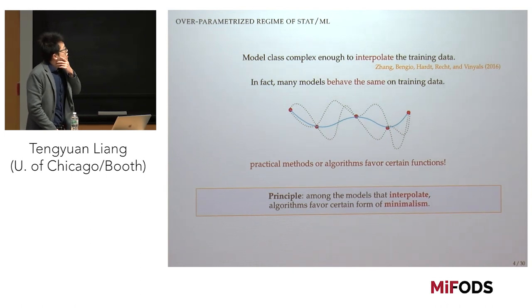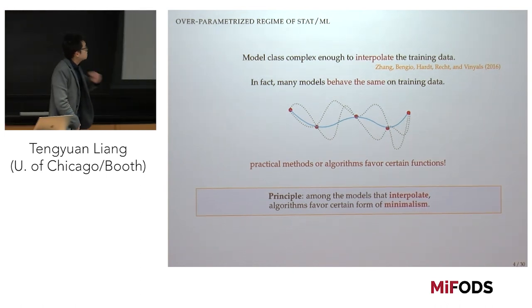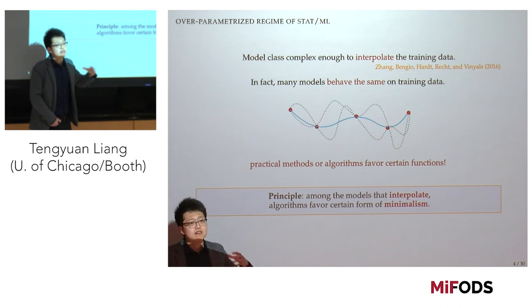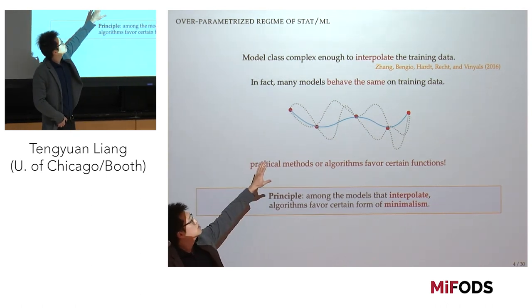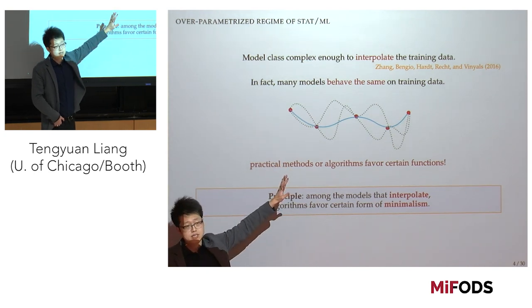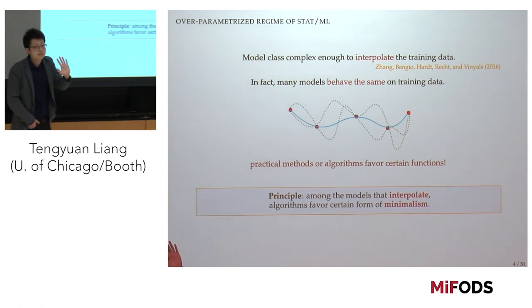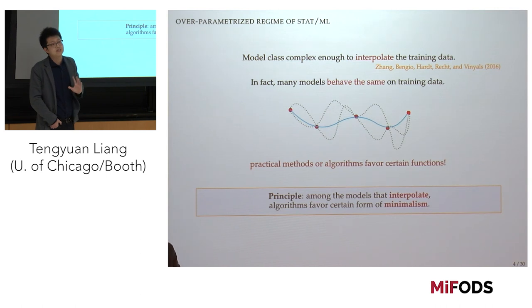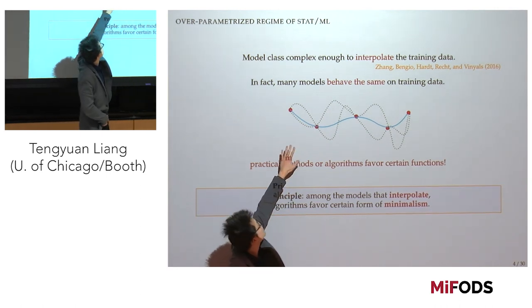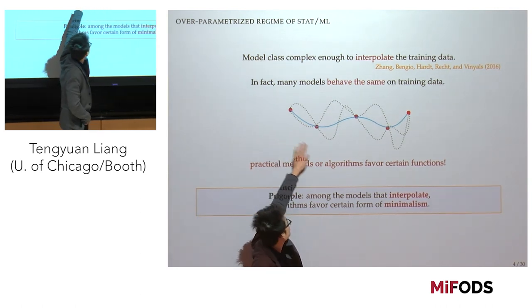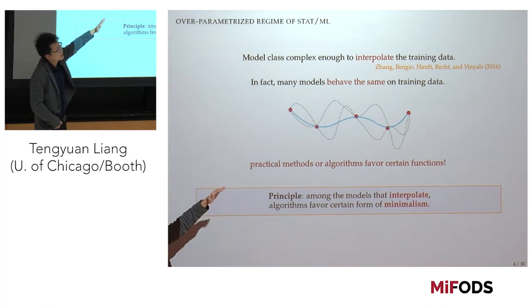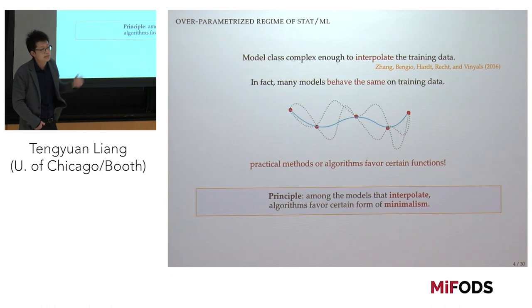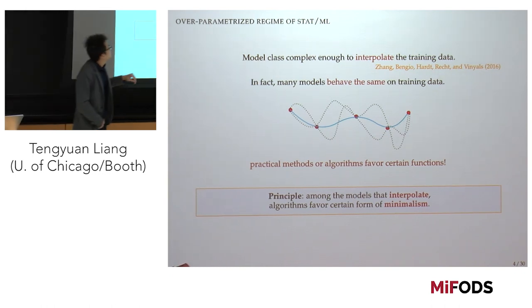Okay, so let me just draw a very simple picture, right? In this regime, everything is more like non-identifiable. There are many models that behave exactly the same on the data, so that's not hard. And also interpolating the data is not hard. So what is interpolation? Let's use the red dots to denote the data points. Interpolation is just connecting the data points, right? There are many ways to connect the data points, right?